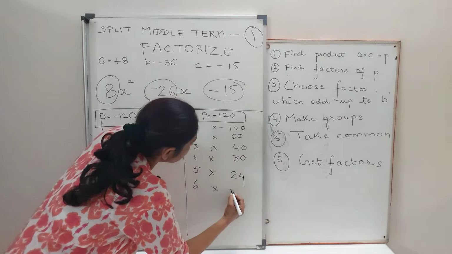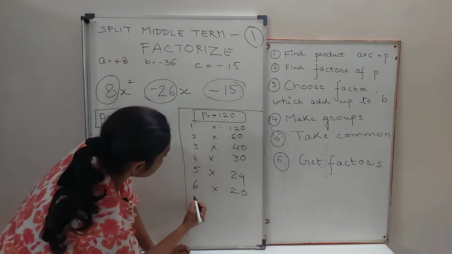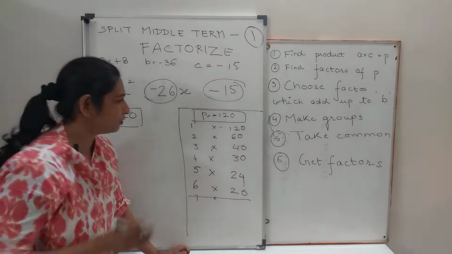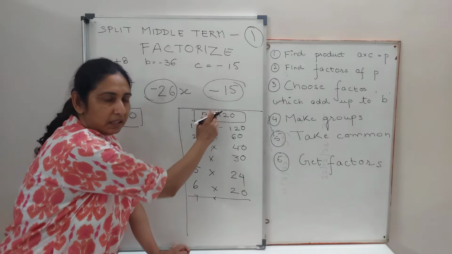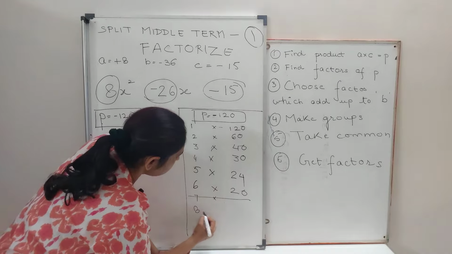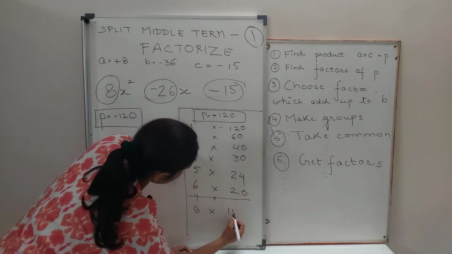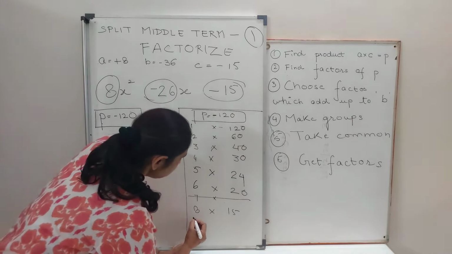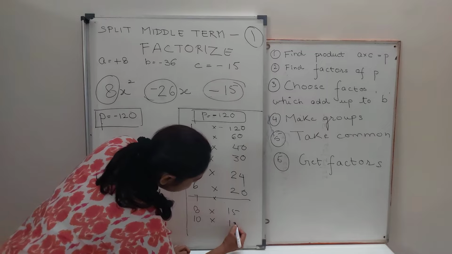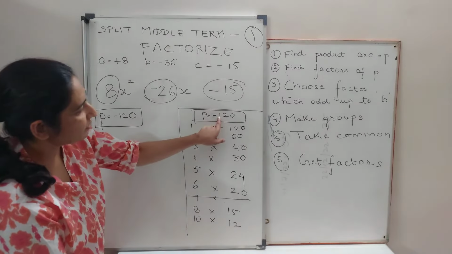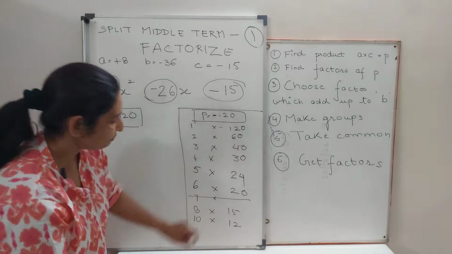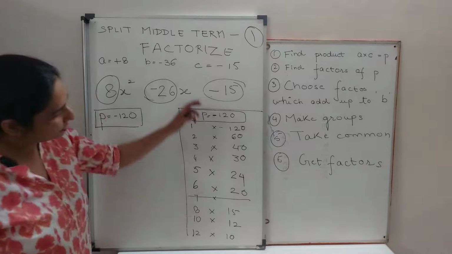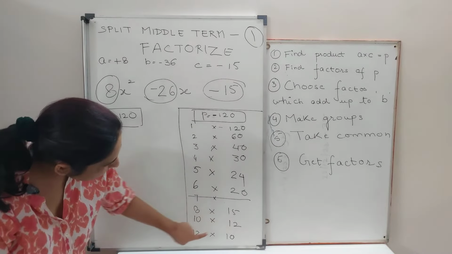6 into 20. Now see, with 7 it is not coming, so we just leave this, cross this, because you can't get 120 using 7. Then 8 into 15. With 9 again it doesn't come, we'll leave it. 10 into 12 is 120. With 11 again you don't get a product of 120. Now 12 into 10.